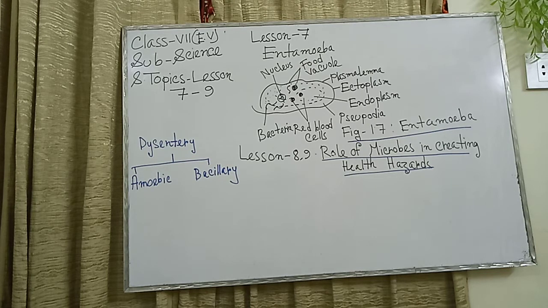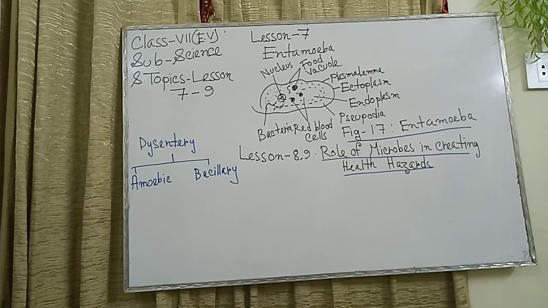There are two types of dysentery, such as amoeboic and bacillary. One type of bacillus bacteria is responsible for causing bacillary dysentery. Amoeboic dysentery is caused by the infection of one kind of unicellular animal, entamoeba. So, our main lesson is amoeboic dysentery that is caused by entamoeba.